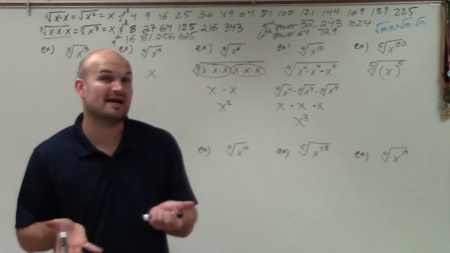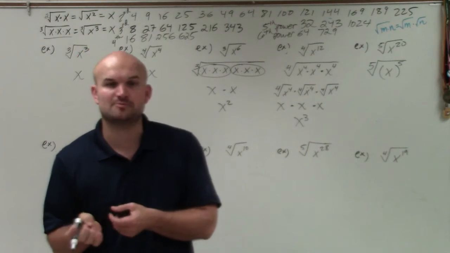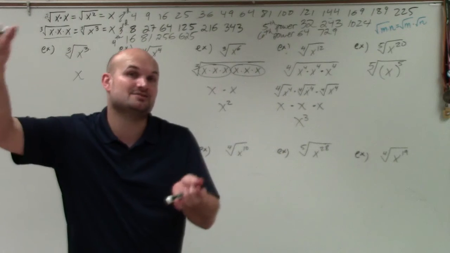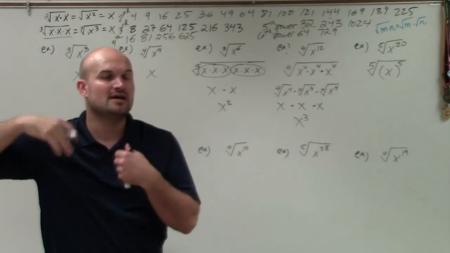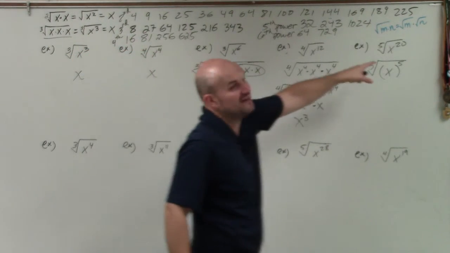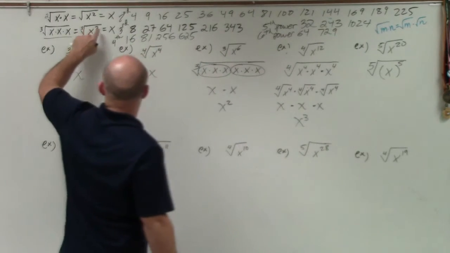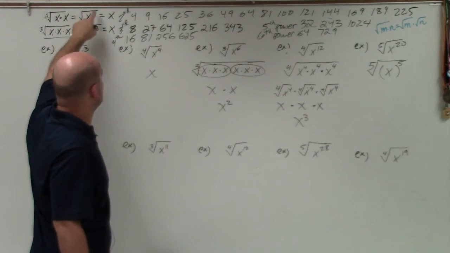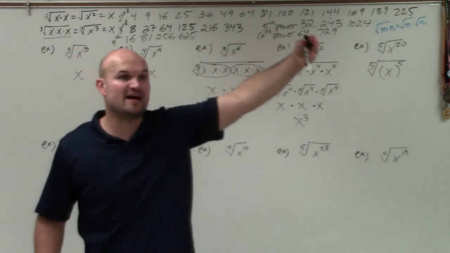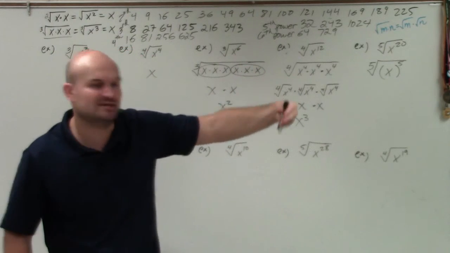Well, remember, the power rule of exponents says when you have an exponent raised to another power, you multiply the powers. So I know I need to take the 5th root of 5 because I had to take the cube root of 3 or the square root of 2. So I need to take the 5th root of 5. But what do I need to multiply 5 by to give me 20?